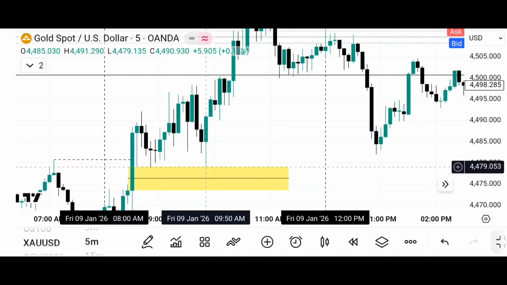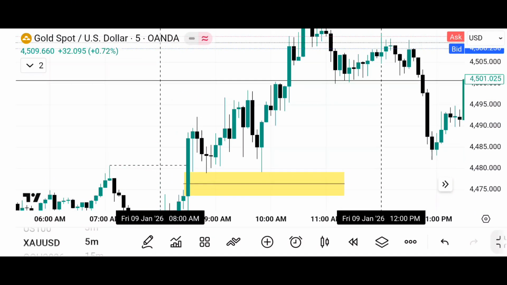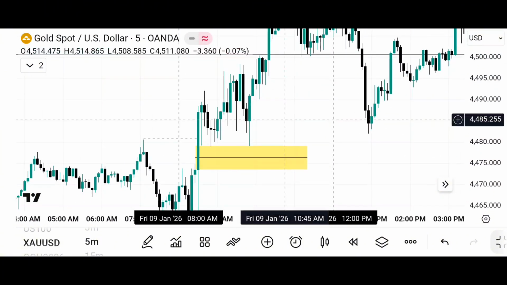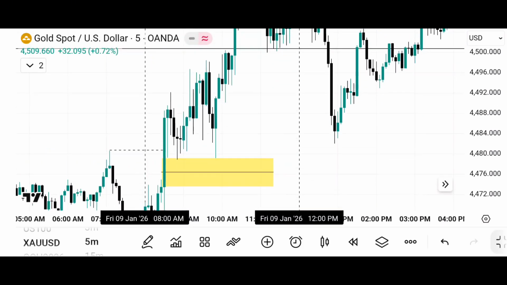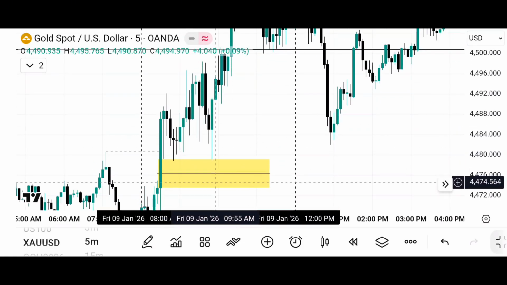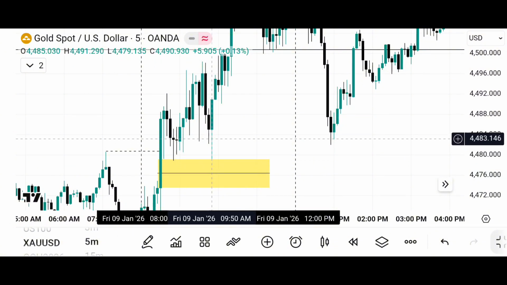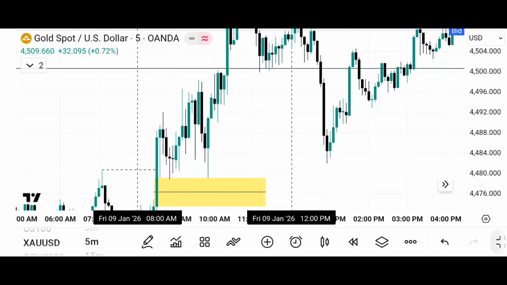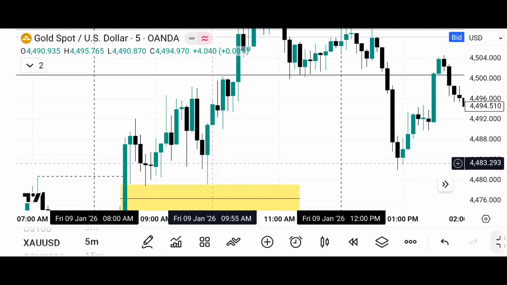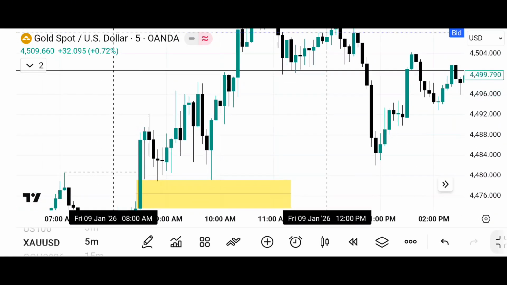Price trading down into this fair value gap the second time. Okay, price trading down into this fair value gap being created, then running up to take out this high. You can see the strong movement in price, this displacement.